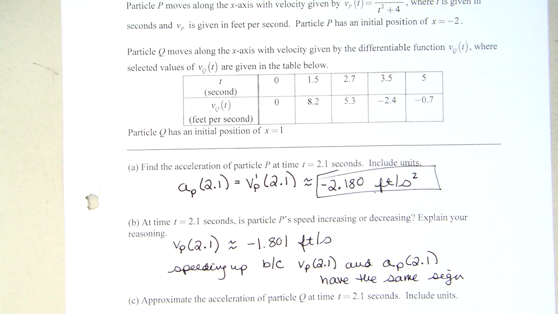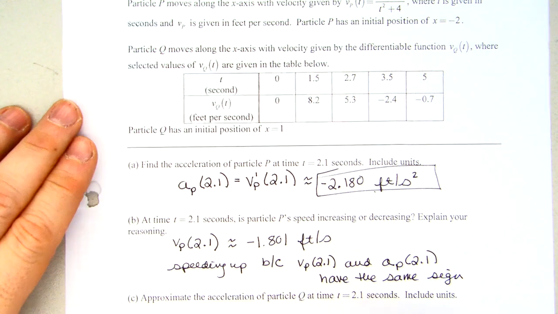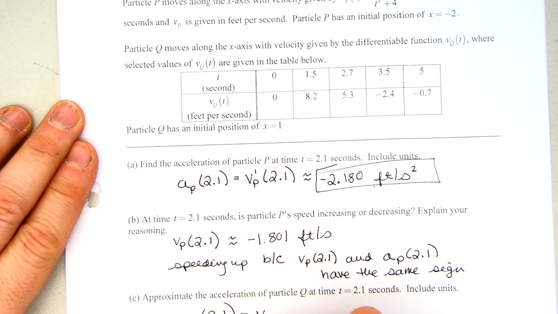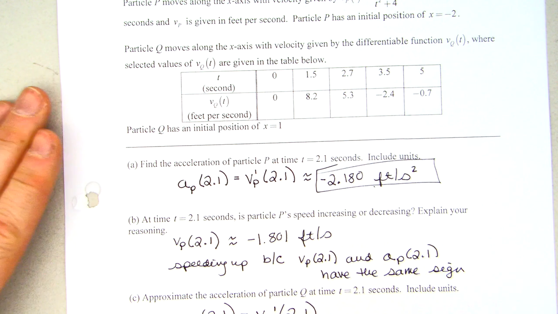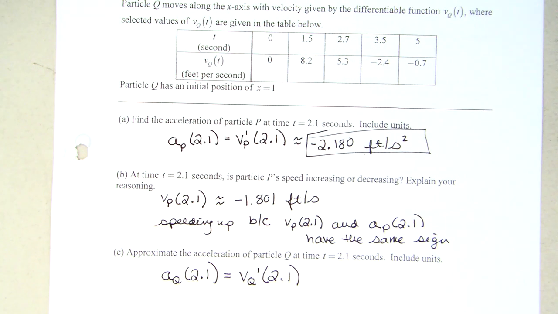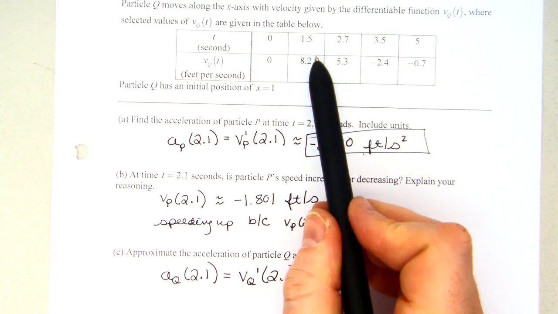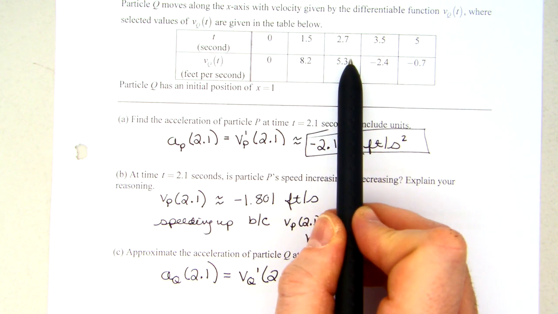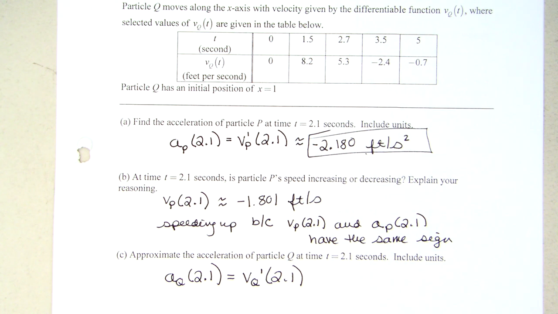Okay, how about you try letter C? Acceleration of particle Q at time 2.1. Again, I'm going to start this by saying I'm doing the derivative of my velocity at time 2.1. And I think I was really nice that 2.1 is exactly in between 1.5 and 2.7, but honestly, any number between 1.5 and 2.7 you could find using the exact same calculation. We are not finding the actual acceleration, we're just approximating it.